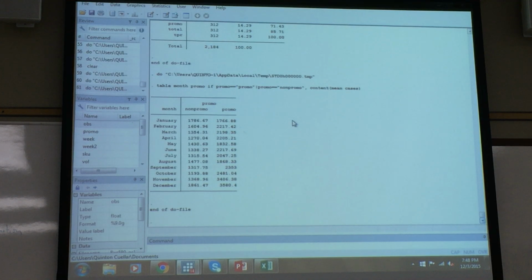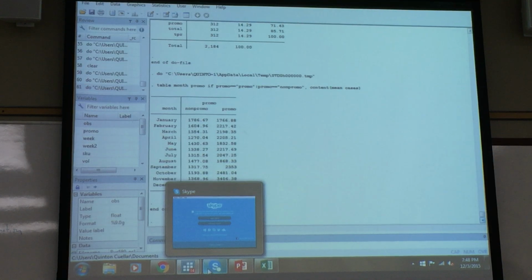So, one of the biggest parts of marketing is the promotional dollar. So trade promotion is huge.